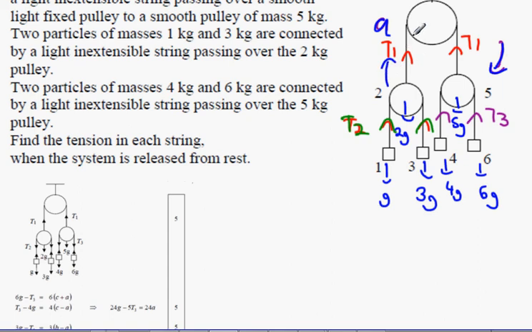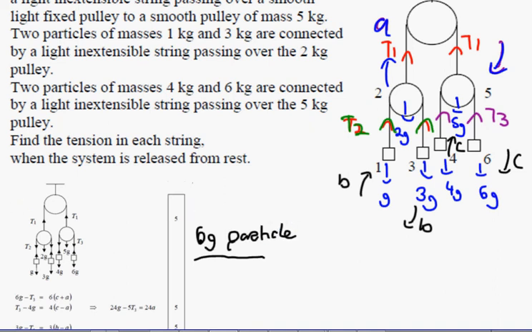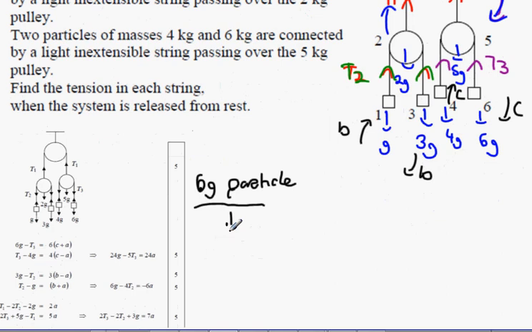Then within the pulleys themselves, what's happening there? The 3G is going down at acceleration B, while the 1G is going up at acceleration B. And in the other one, the 6G is going down with acceleration C, while the 4G is going up with acceleration C. So that's our system. What we're going to do is label which one we're doing. We'll take the 6G particle starting off. Which direction is it going in? It's going directly downwards.